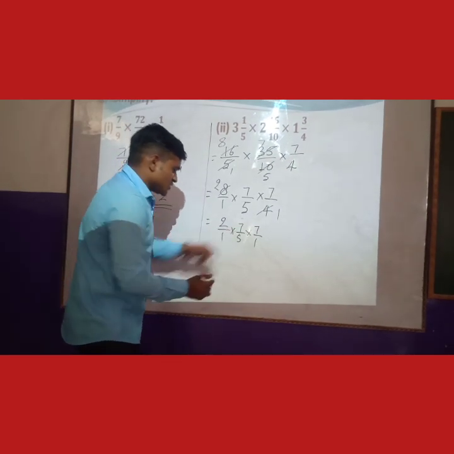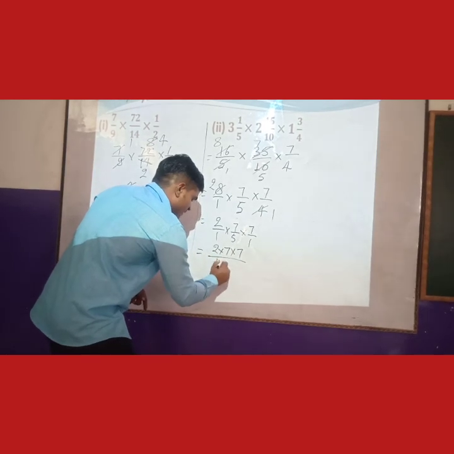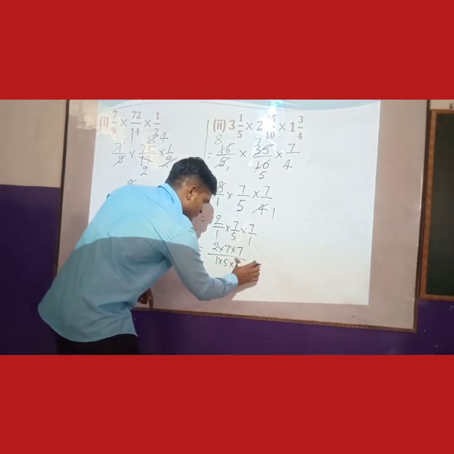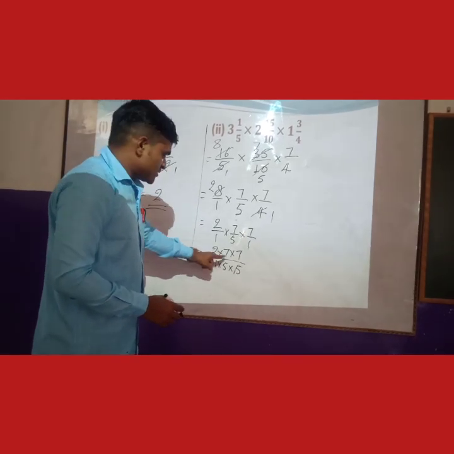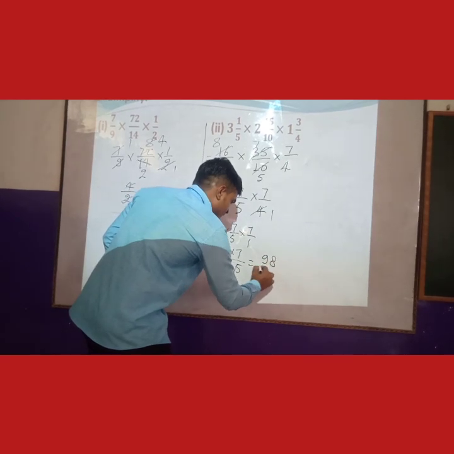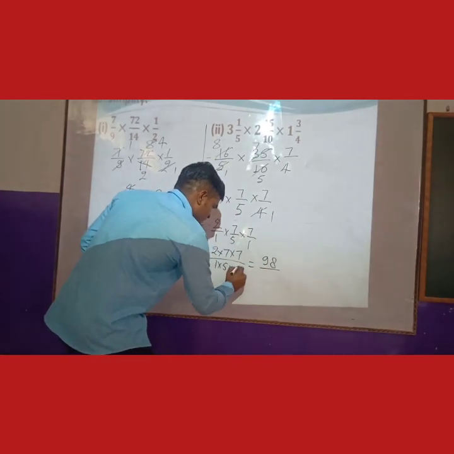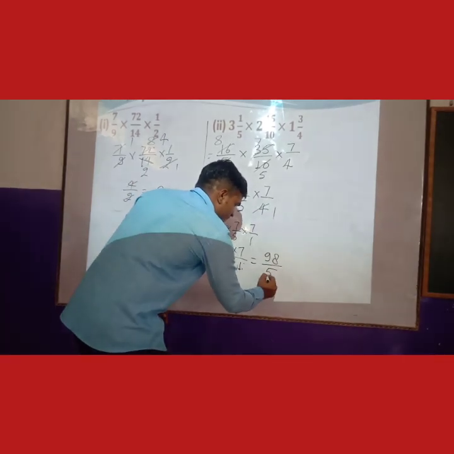2 into 7 into 7 upon 1 into 5 into 5. So 2 into 7, 2 7 is 14, 14 7 is 98. So 98 upon, that is 1, 98 upon 1 into 5 into 5, that is 25.